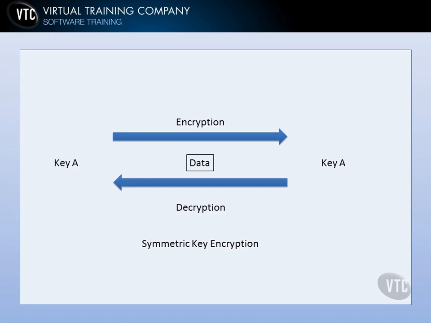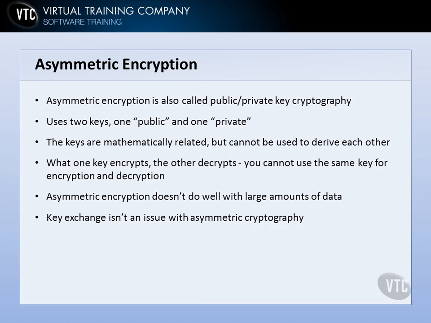Now, here's a quick example of how symmetric key encryption works. You have the data, and you have the key A that encrypts and sends it across to the other entity, and you also have the same key that can decrypt. So it uses the same key, as I mentioned, for encryption and decryption.